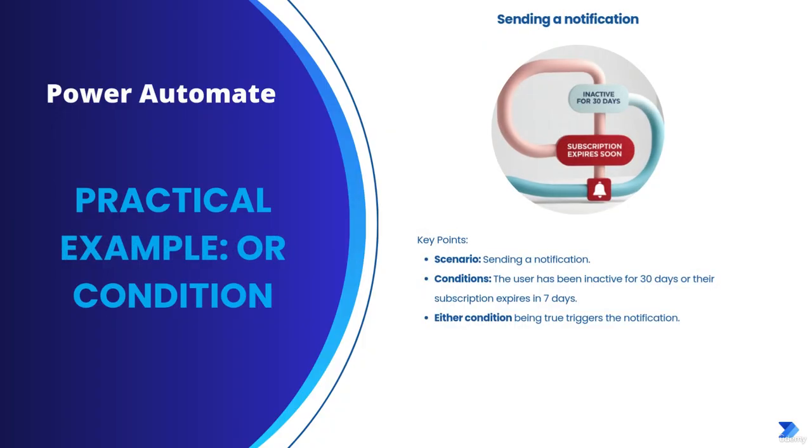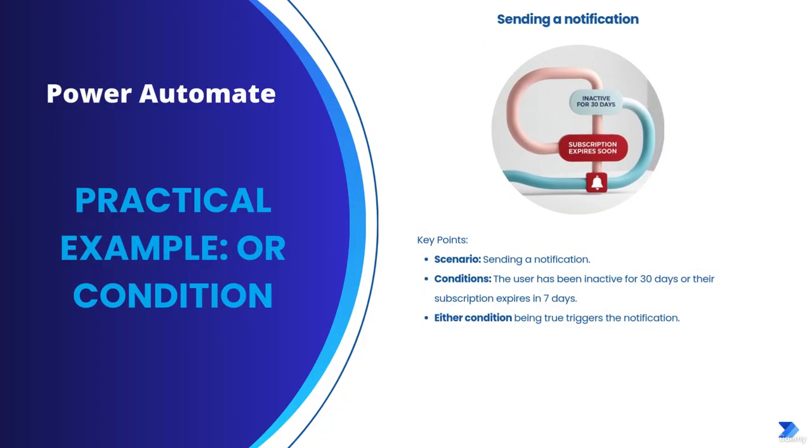Scenario 2. Sending notifications. OR example: imagine you have a system that needs to send notifications if the user is inactive for more than 30 days, or the user's subscription is about to expire in 7 days. Either of these conditions being true will trigger the notification, making this an example of the OR operator. The action is triggered if at least one of the conditions is satisfied. Using these examples, you can clearly see how AND and OR help manage complex logic effectively within your flows.